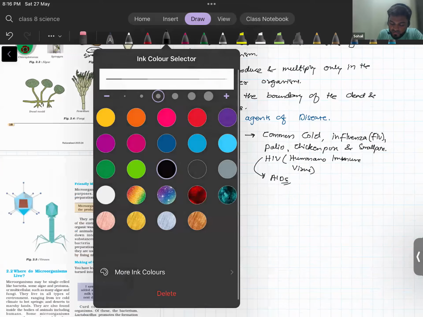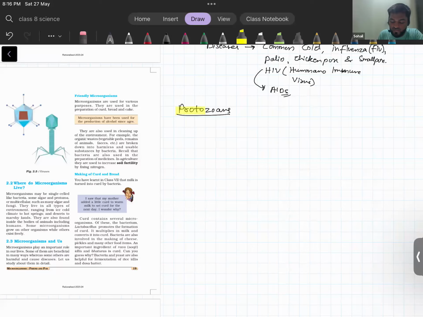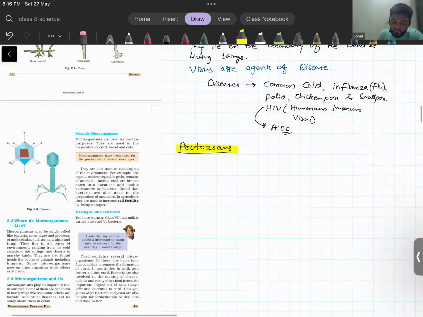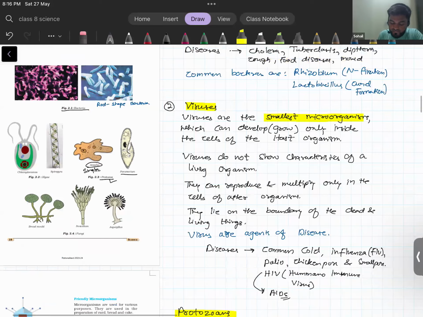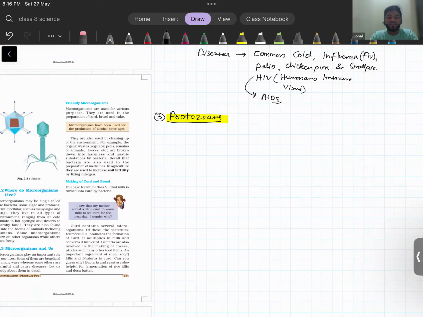So we were talking about protozoa, or they are also called protozoans. Now, protozoans are basically a group of single cell microorganisms. They are classified as animals, not plants. Wherever you see protozoans, they are found in a group. Although individually they are single cell only, they will exist in groups. There will be other protozoans also.